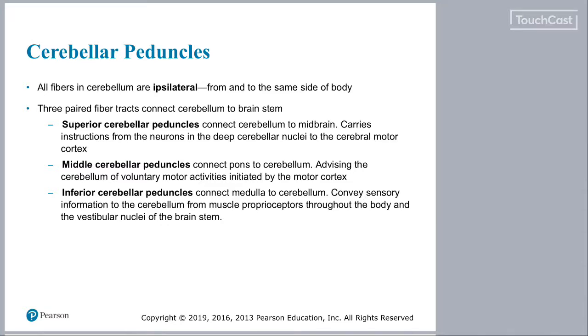the brainstem. So when we talked about those muscle proprioceptors, so how much stretch does it have? How much pressure is being put on it? And then that vestibular nuclei is going to give us information about position in space and imbalance.